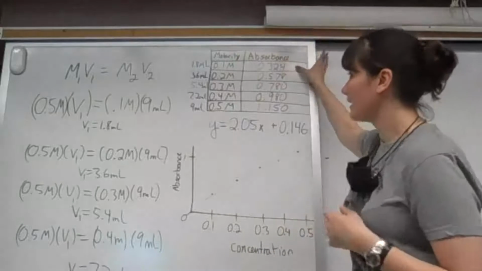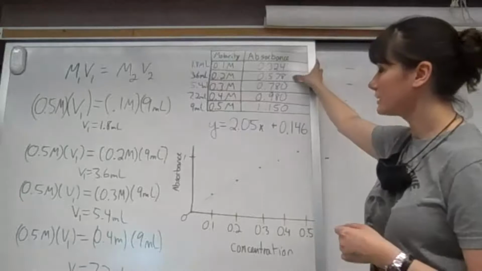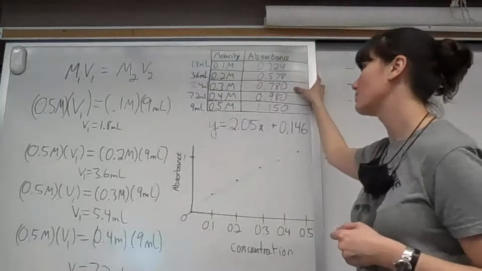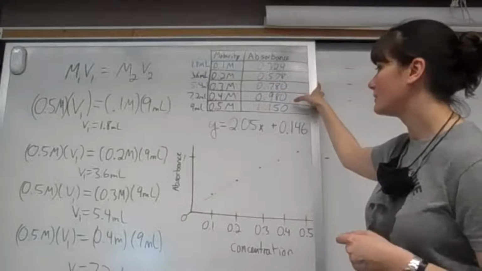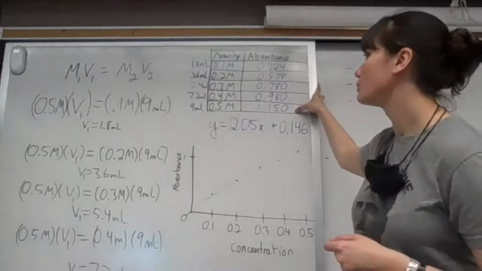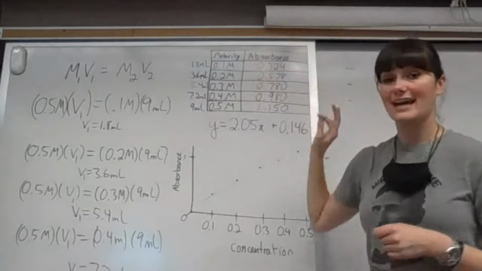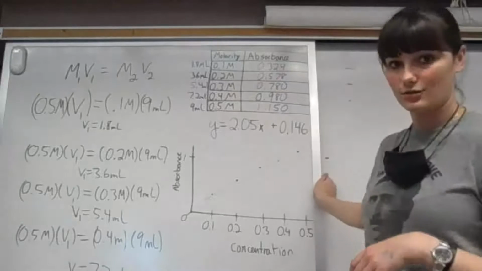But at 0.1 molarity, I got an absorbance value of 0.324. At 0.2 molarity, I was at 0.578. 0.3 molarity was 0.780. 0.4 molarity was 0.980, and 0.5 molarity was 1.150.